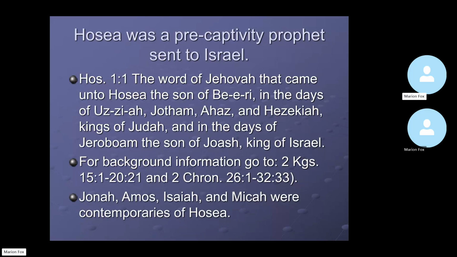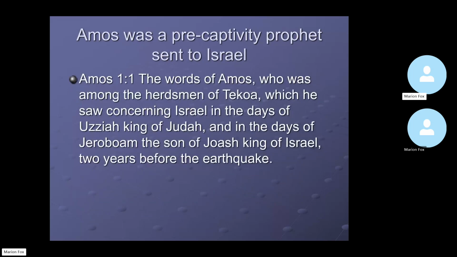Again, Jonah, Amos, Isaiah, and Micah were contemporaries of Hosea. Of course, Isaiah and Micah were prophesying to the southern two tribes, called Judah at that time. Amos, to go to the book of Amos now, is a contemporary of Hosea. The words of Amos, who was among the herdsmen of Tekoa, so he's from the southern two tribes. So Amos goes from Judah up to Israel to preach.